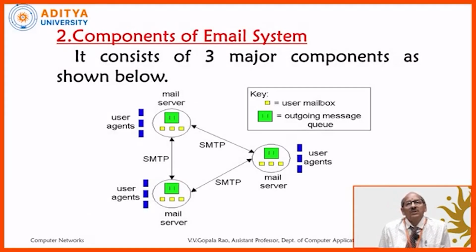Now we are going to see the components that are necessary for constructing an email system. If you see the figure, there are three major components identified. One is the user agent, shortly called UA, another component is the mail server, and the other component is SMTP. These are the three components shown in the figure. We'll find out the role of each component in this particular construction.